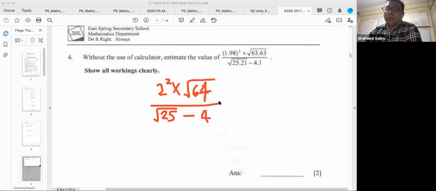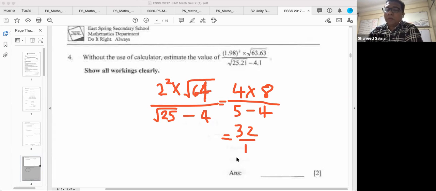So how to do? Like this, I just show you straight. 2 squared, you get 4, times the square root of 64, which is 8. The square root of 25 is 5, minus 1, that is 4. So 4 times 8 is 32, over 5 minus 4 is 1, right? Equals 32. I think this type of question is nonsense, but if you are tested like this, you know what to do because you have to estimate first. I hope you all get it.